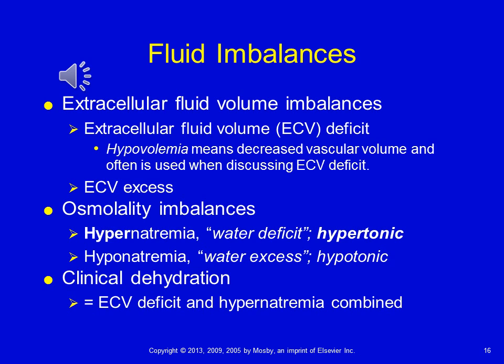With an extracellular fluid volume imbalance, too little or too much isotonic fluid is present. ECV deficit and excess are abnormal volumes of isotonic fluid manifested as sudden changes in body weight and changes in markers of vascular and interstitial volume.